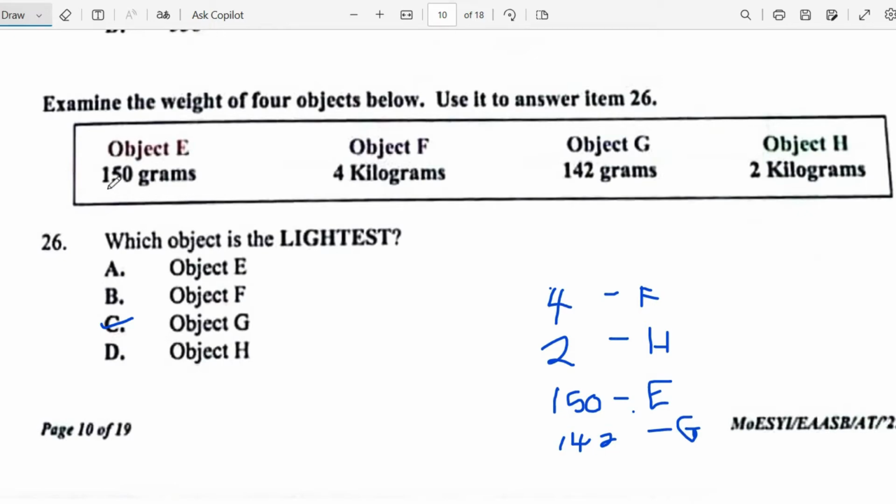heaviest. And we know grams are lighter than kilograms, so that's why we started with the kilogram. And then for the grams, now we know that 150 is greater than 142, and therefore G would be the correct answer because it's the least at 142 grams.